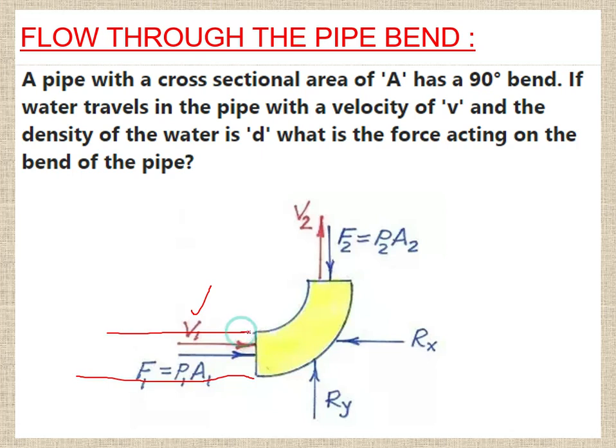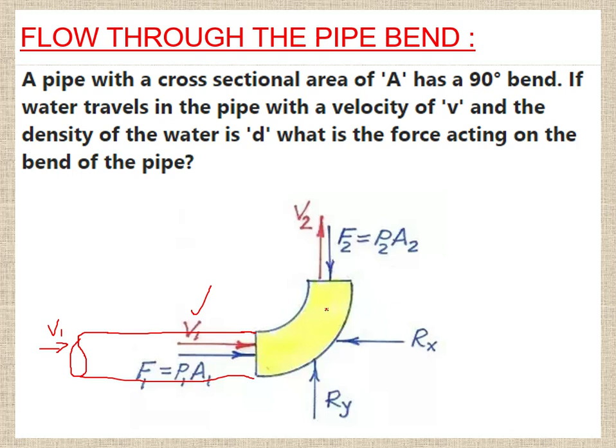Okay, so when it enters the elbow, at that time the velocity is v1. Okay, this is the pipe, and the velocity is v1. So when the water reaches the elbow's cross section, the velocity of the fluid is v1, and the pressure force at this cross section is p1a1. Okay, so the pressure force we are calling here is f1. After going all the way through the elbow, the velocity becomes v2 because it changes direction.